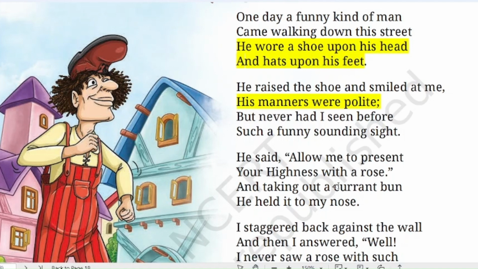Now, what is this currant bun? It's a type of sweet bread. And he held it to my nose. That means he was holding it near the speaker's nose. He thinks that this bun is a flower. He was saying that he wants to give a rose, and now he is giving him a sweet bread, that is currant bun. He is giving a sweet bread and he feels that this sweet bread is a rose. So it's a funny thing, no?